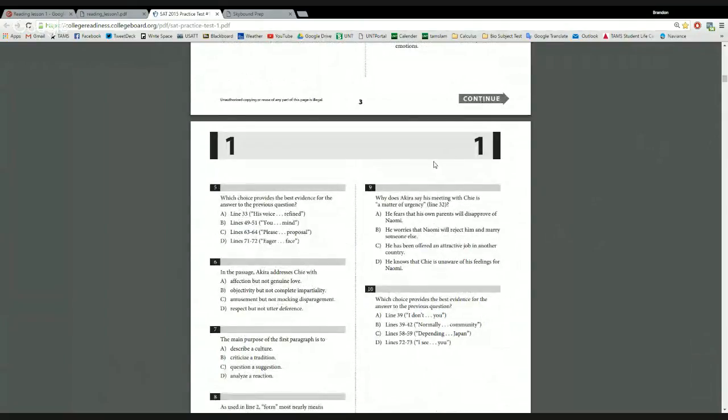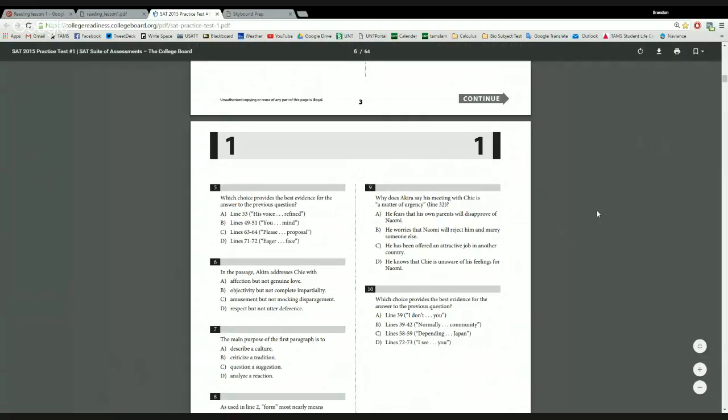So as I just stated, he went to a new country, got a new job. Are you sure it's that the parents disapprove? Nope. He worries they'll reject him? Nope. He's even offered a job in another country. Simple as that, read the passage, you just gotta find it.